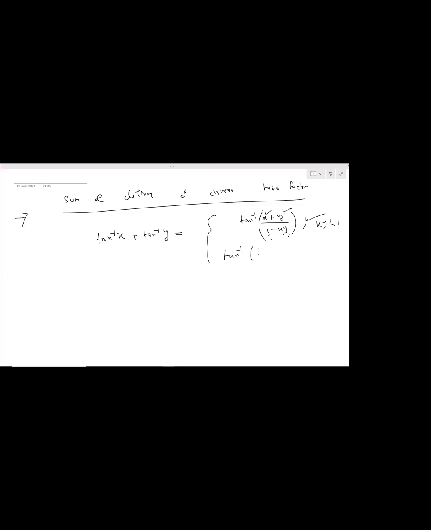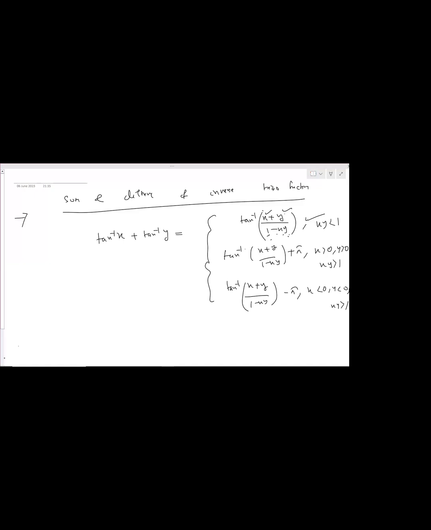This is tan inverse of x plus y upon 1 minus xy, plus pi when x is positive, y is positive, and xy is more than 1. And this is tan inverse of x plus y upon 1 minus xy, minus pi when x is negative, y is negative, and xy is more than 1. Or you can take negative signs and use the other formula, but this is better.